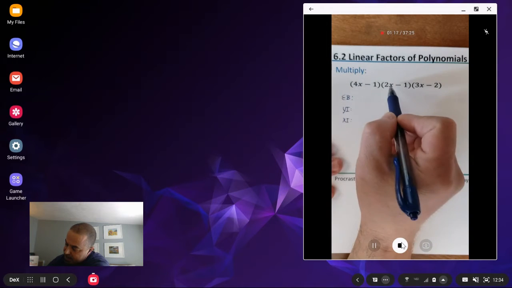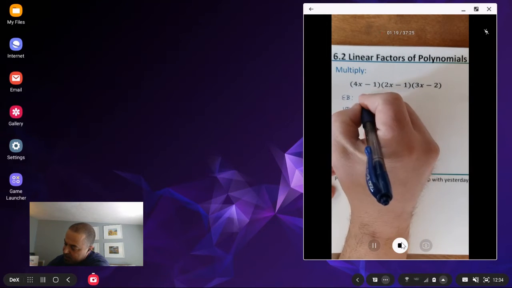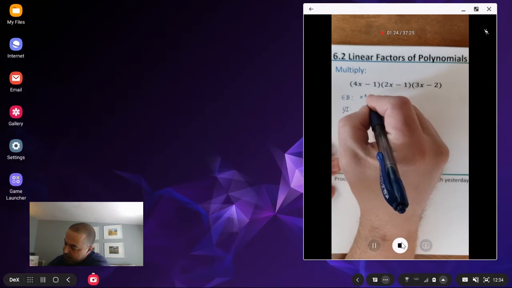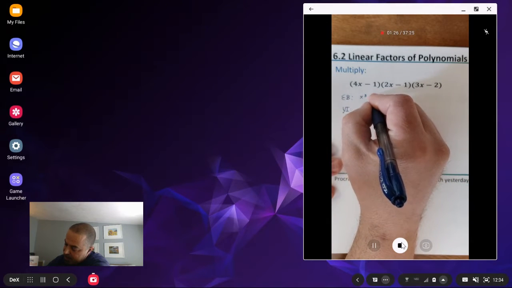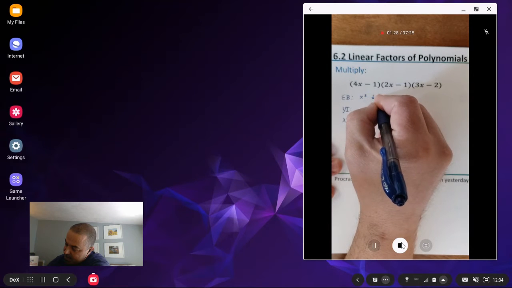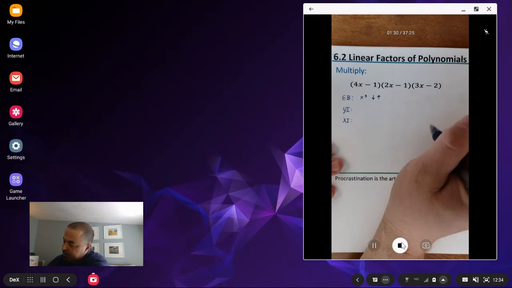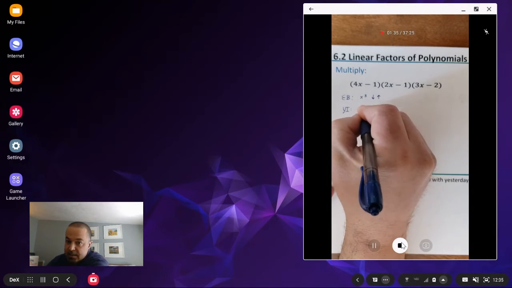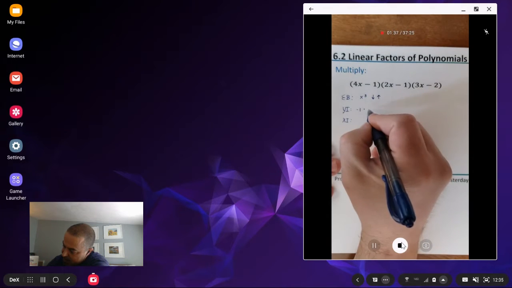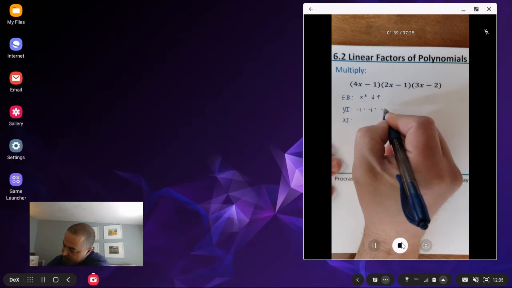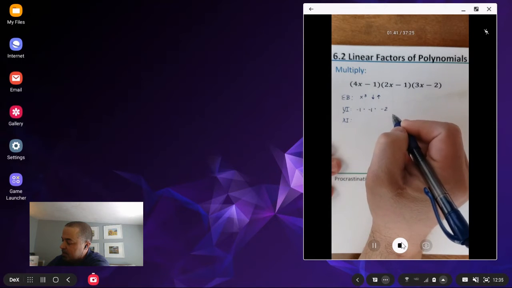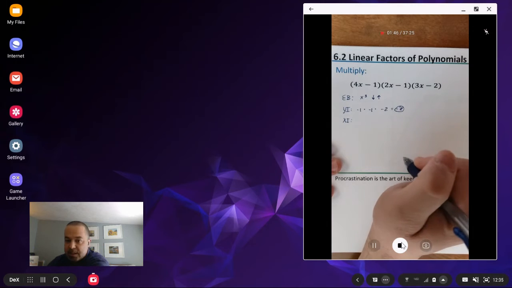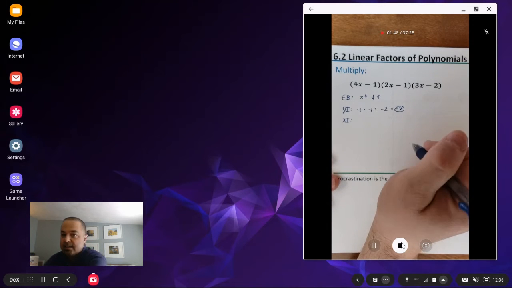So x times x times x, that's x cubed. So that's odd, and there's no negatives in front of it, so this is a positive a, so my end behavior is going to be down, then up. Okay. My y-intercept, I have a -1 times a -1 times a -2. So -1 times -1 is +1 times a -2 is equal to -2. So that's my y-intercept. That's where the graph is going to cross the y-axis.